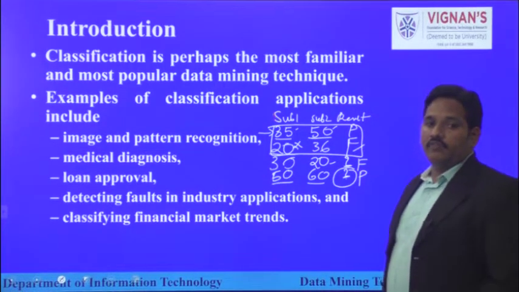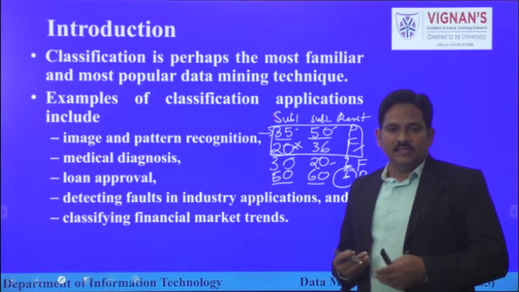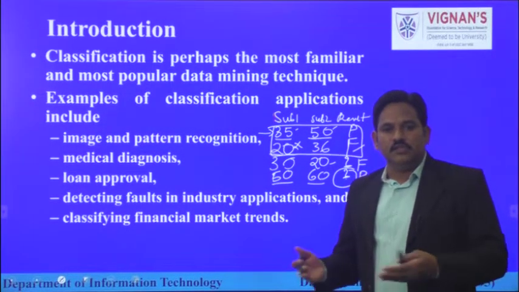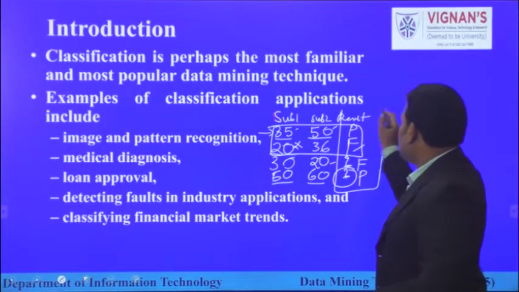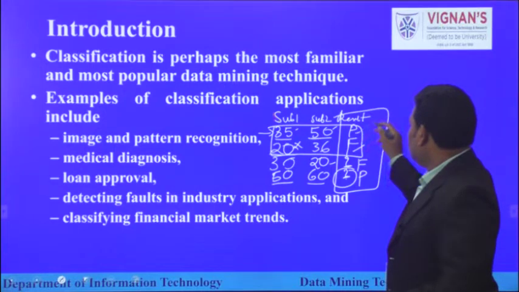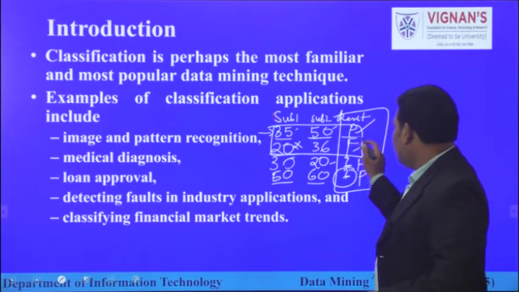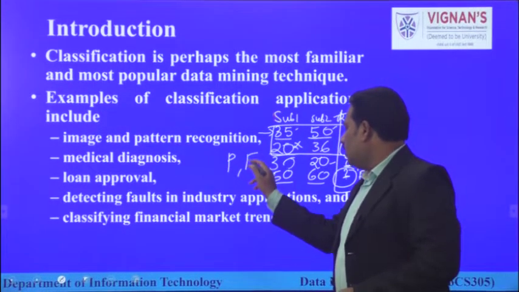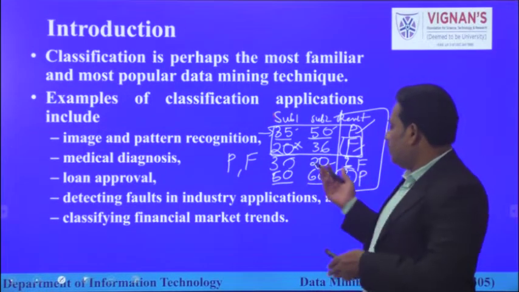If you look carefully, knowingly or unknowingly, we are taking some knowledge from the existing data and applying that knowledge to the new data. This is called classification. In the last column, we are applying some values. To indicate that the student passed, we use P. To indicate that he failed, we use F. That is, P and F are the class labels we are using.